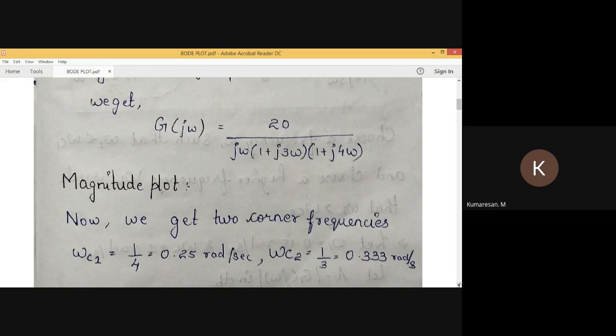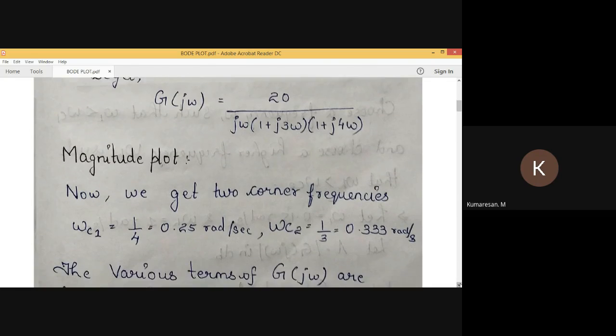So from the given system, we are going to plot two plots. One is the magnitude plot, another one is the phase angle plot. After computing the magnitude plot and phase angle plot, we can find out the phase margin, phase crossover frequency, and gain crossover frequency. Why? Because we want to analyze the system response with respect to the various frequencies.